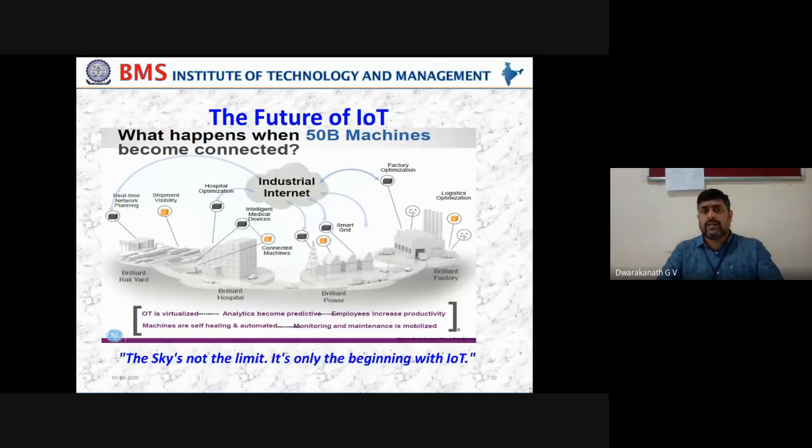See, the industrial internet will be there. From there, you can see real-time network planning, shipment visibility, hospitalization, intelligent medical devices, connected machines. Smart grids, power-saving smart grids will be there. Factory optimization, then logistics optimization. With all these concepts, you can create brilliant rail yards, brilliant hospitals, brilliant power systems, brilliant factories. The next future will be on this. The sky is not the limit; it's only the beginning of the highway.